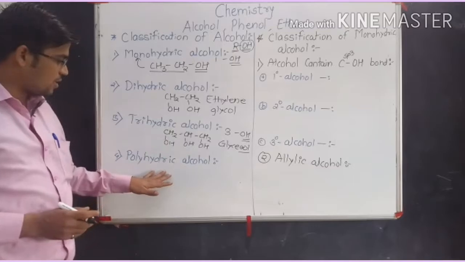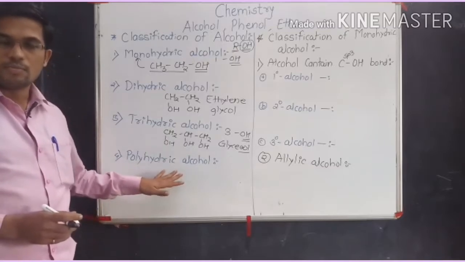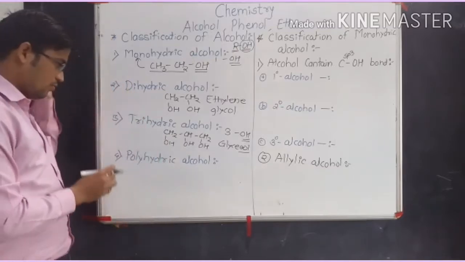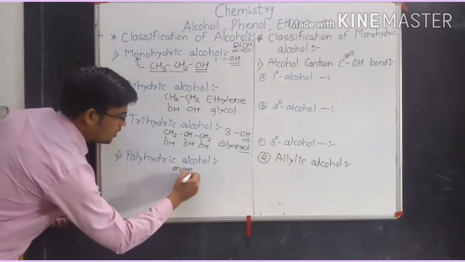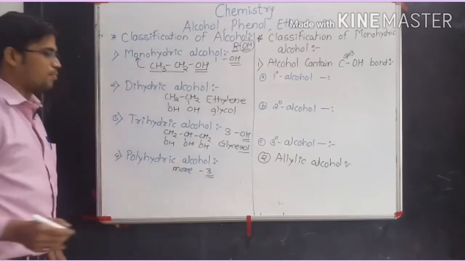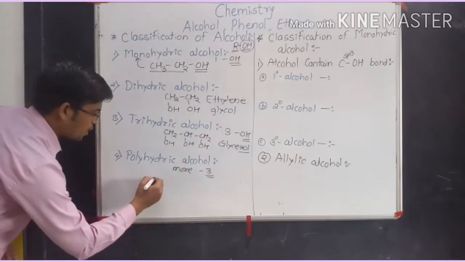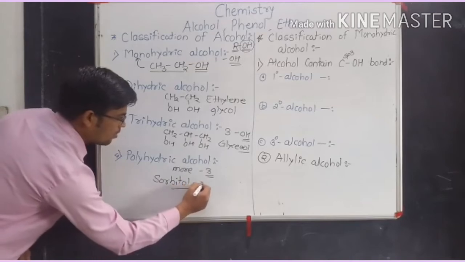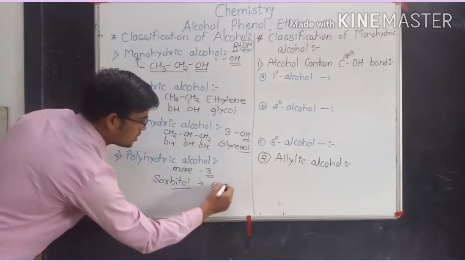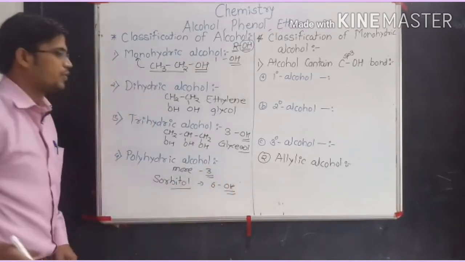And the last concept is polyhydric alcohol. A polyhydric alcohol is one in which more than 3 OH groups are present in the compound. For example, sorbitol. Sorbitol is a polyhydric alcohol in which 6 hydroxyl groups are present.